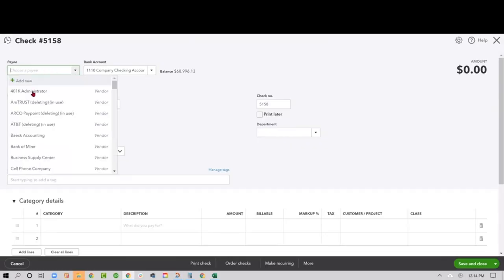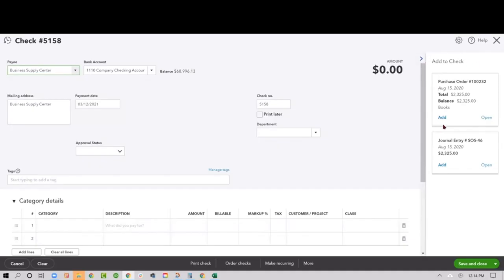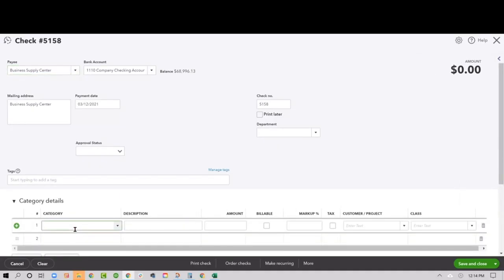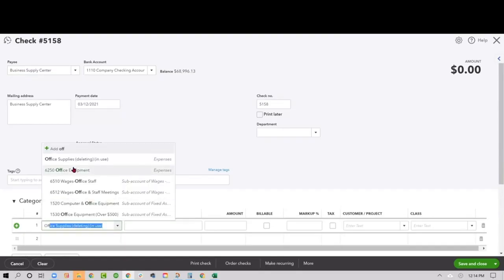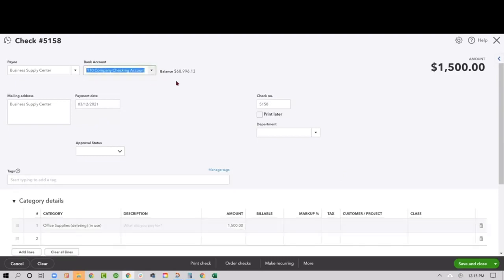And pull a payee in here. Let's say I'm paying the supply store. I do have bills or a purchase order. I'm not going to acknowledge that right now. And I'm going to put this to office supplies. And we're going to buy $1,500 worth of something and book it to office supplies. Okay, so basically I'm taking $1,500 out of this checking account, and QuickBooks is showing me the balance.